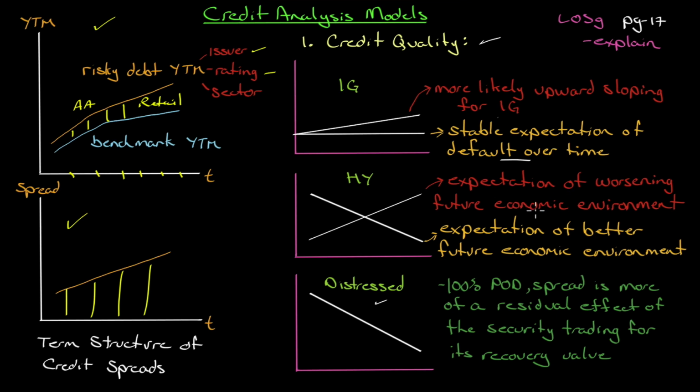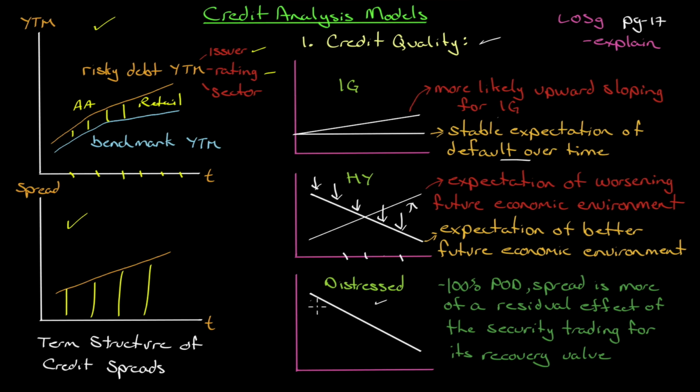Here we have expectations of worsening future economic environment, simply because we're seeing that we would be compensated with higher and higher probabilities of default as we go out in the maturity spectrum. If we have a downward sloping term structure, we have expectations of better future economic environment. So perhaps right now we're in a recession, but if we continue to survive past that recession, the economy gets better, that probability of default starts to drop. Credit spreads begin to decline.